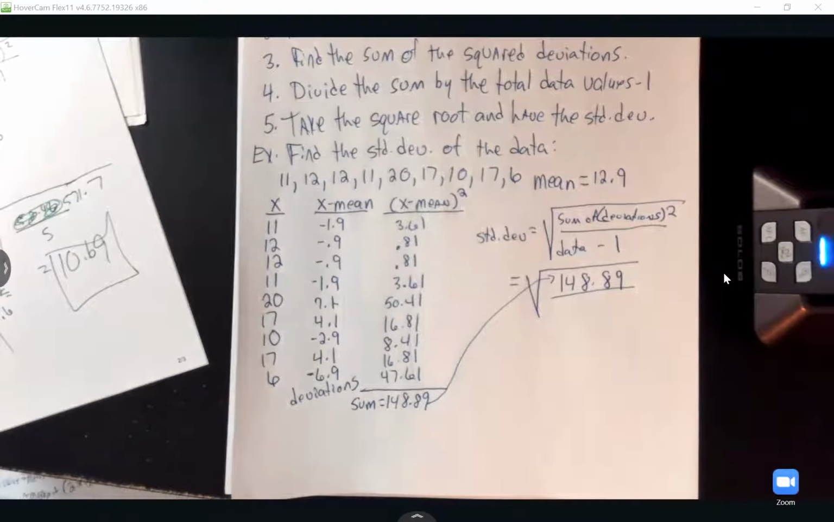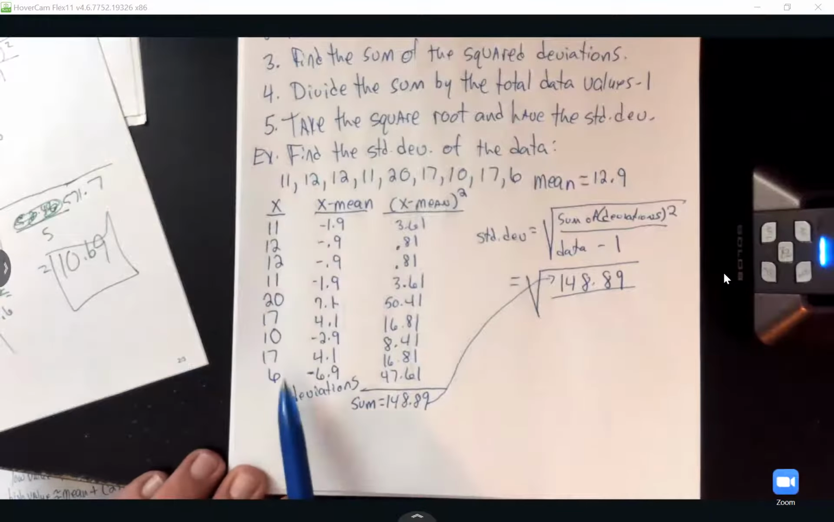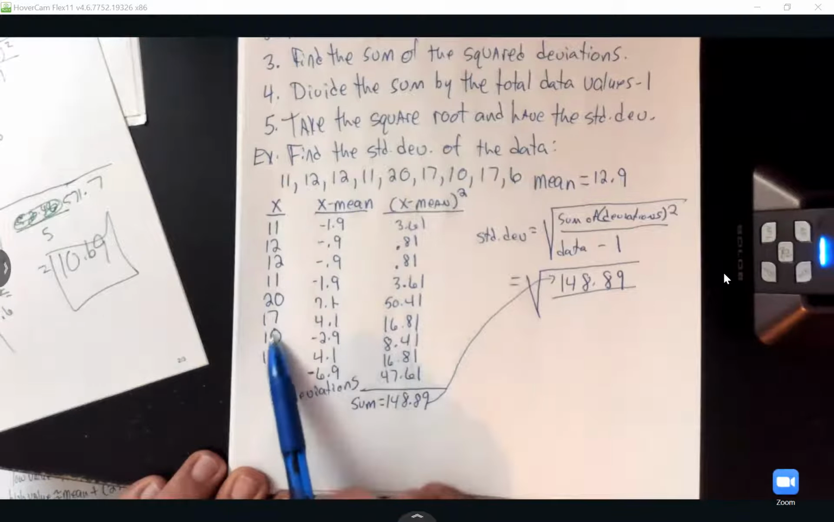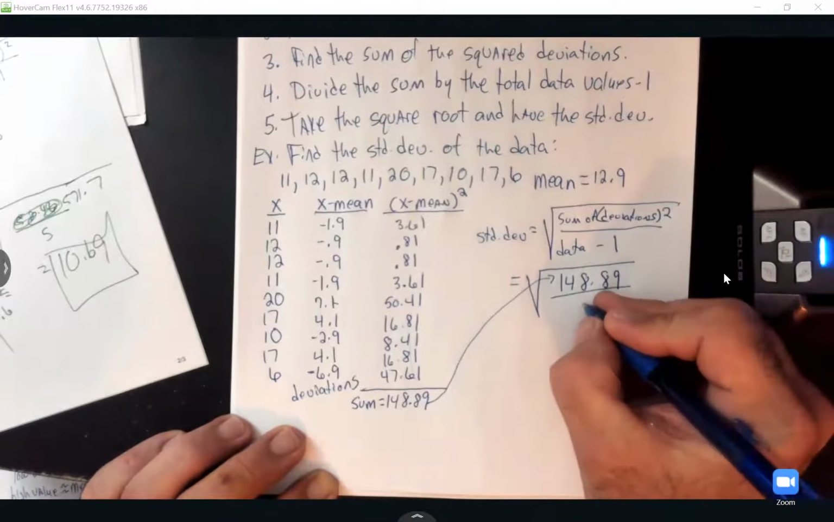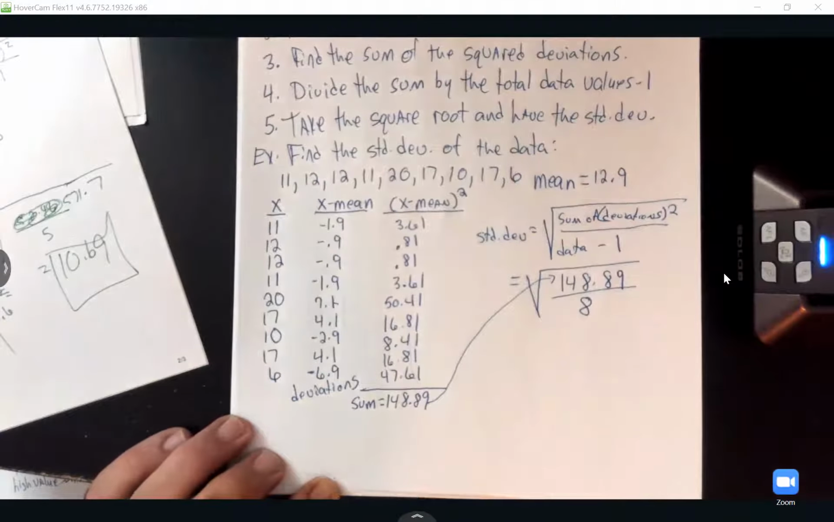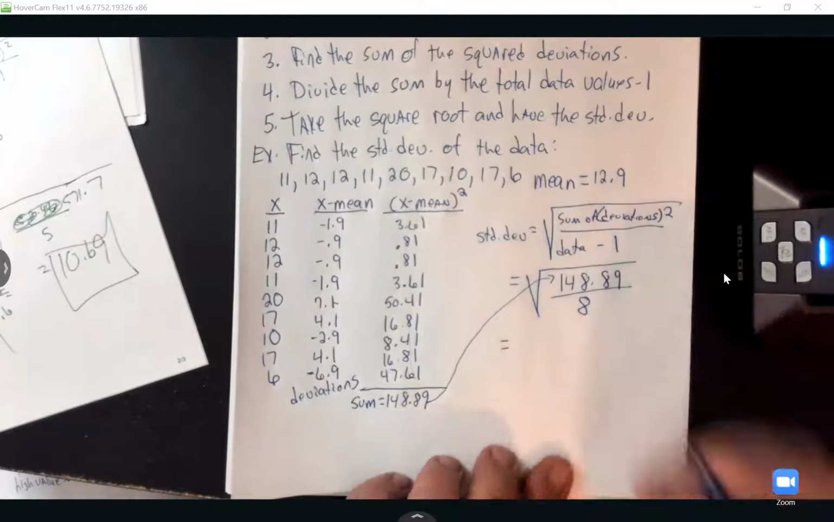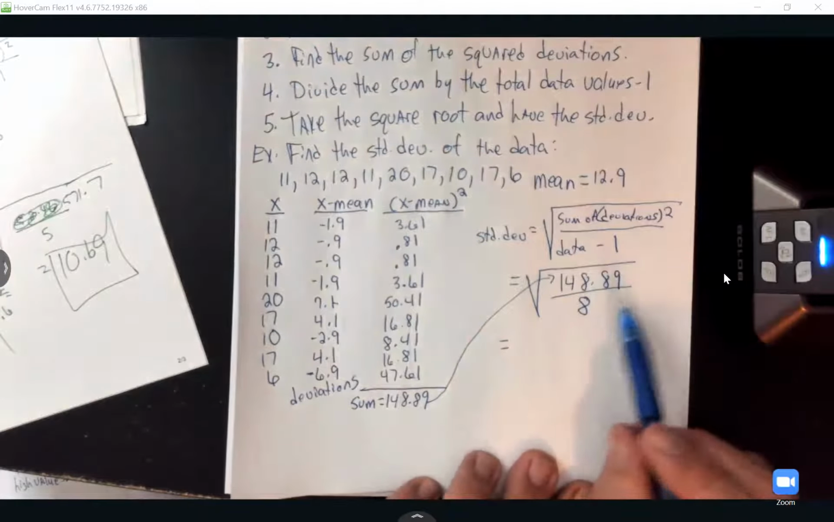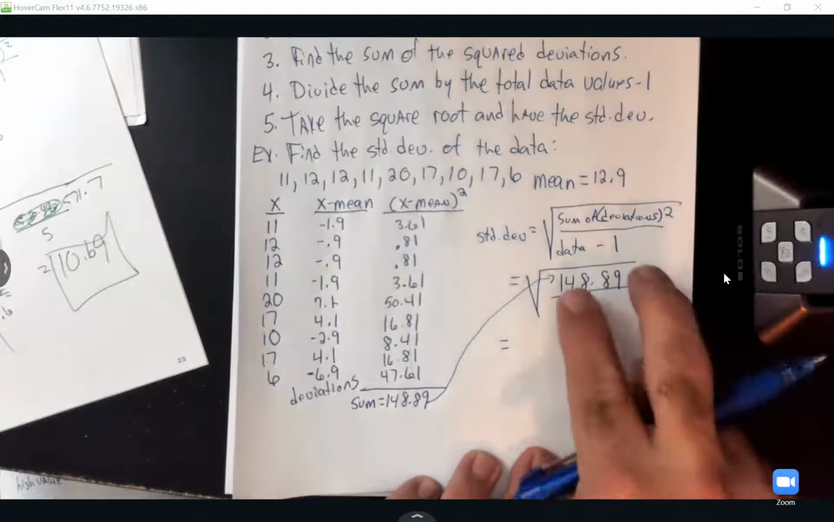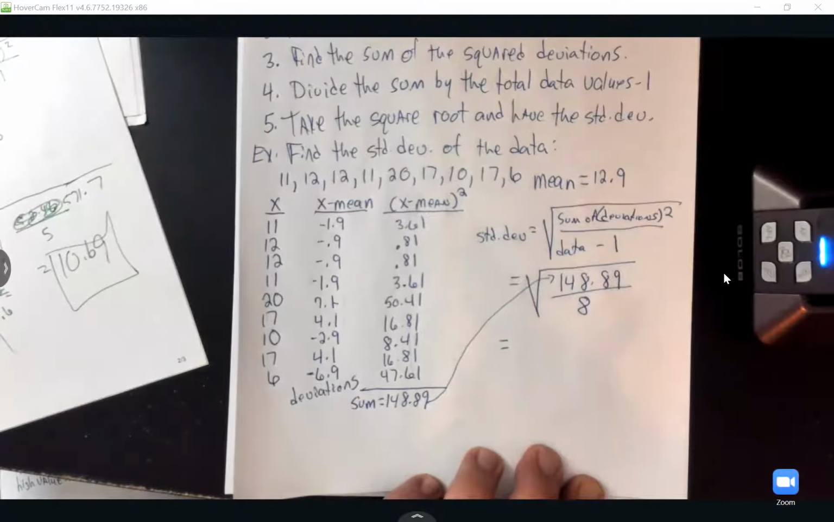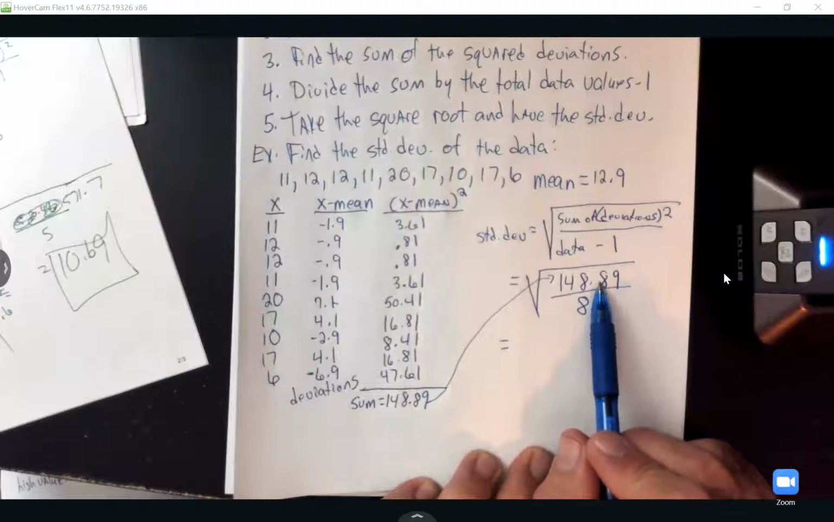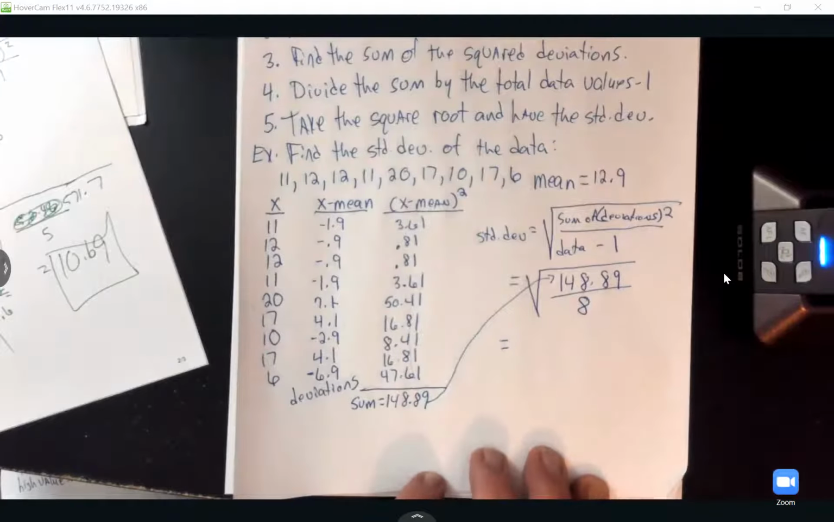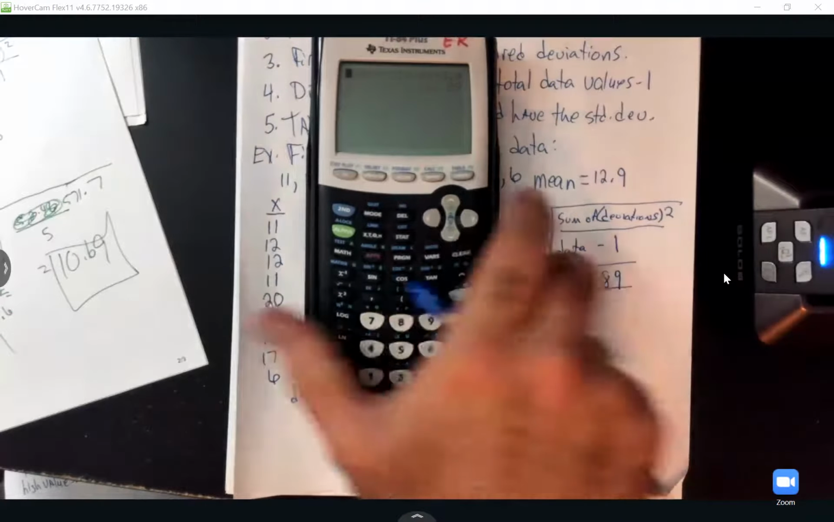What we need to figure out now is how many data points we had. So let's see, we had 1, 2, 3, 4, 5, 6, 7, 8, 9 data points. So this is the data points minus 1. 9 minus 1 would leave me 8. Now I'll tell you this: if you do this on your TI-83 or TI-84 calculator, you can do this all in one step. Otherwise, you would divide the sum, which was 148.89, by the 8. Once you got that answer, you would then take the square root. But most of y'all use these calculators.